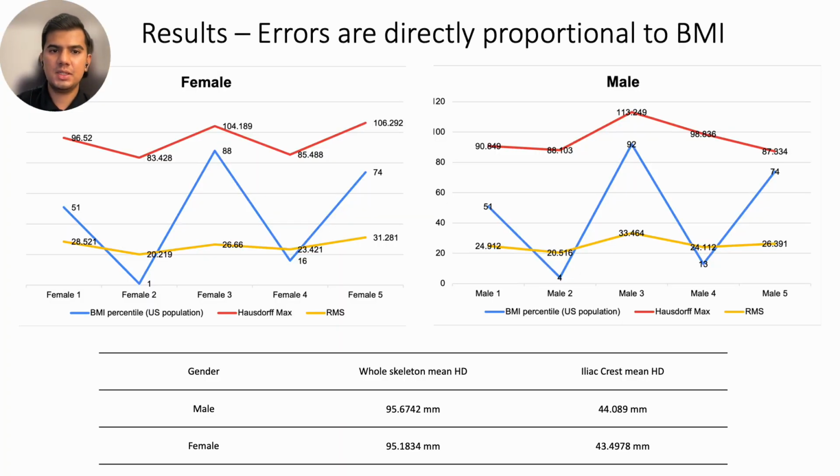Coming to the results, for both males and females, the general trend is that a high BMI introduces high errors in the predicted skeleton, whereas a lower BMI leads to lower errors.